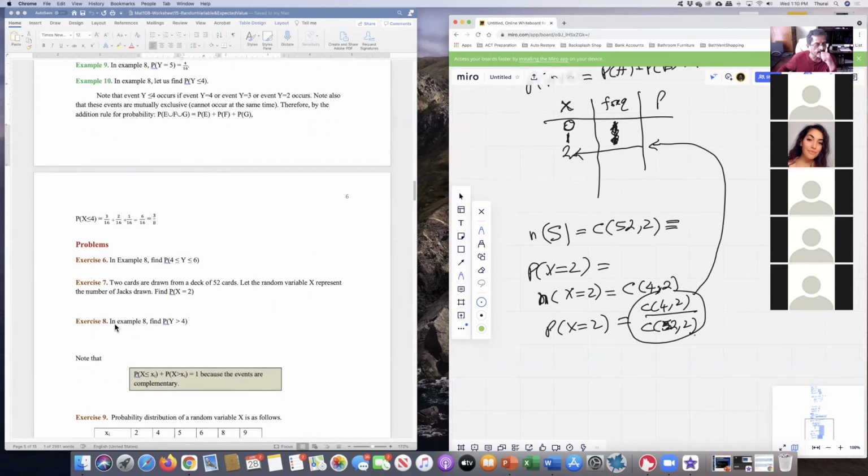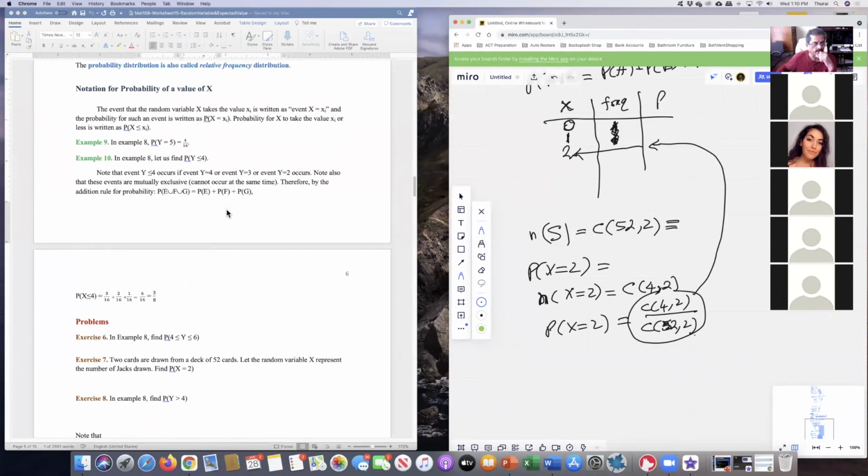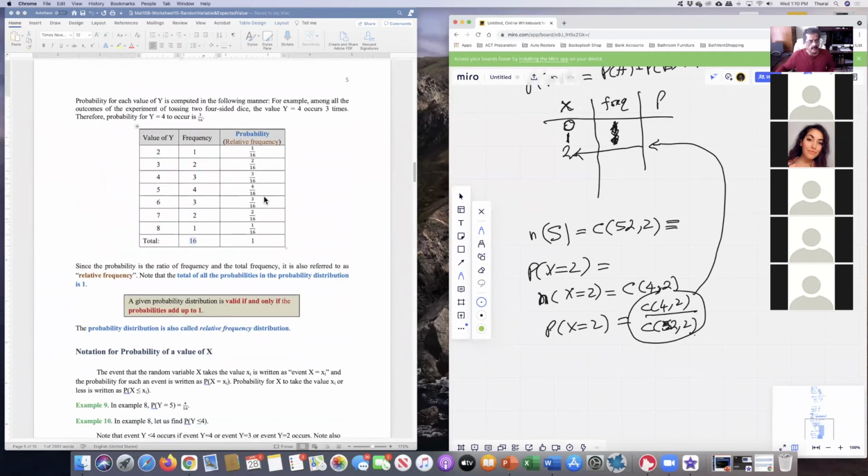Going over to exercise 8, it says in example 8, what is the probability that y is greater than 4? Going back to this here, what is the probability of y greater than 4? What numbers should be added up? Y greater than 4, not greater than or equal to. Wouldn't it be 5, 6, 7, and 8? So 4 over 16 and 3 over 16, 2 over 16, and 1 over 16. Right. Add up those numbers, the ones I have highlighted here. Very good.